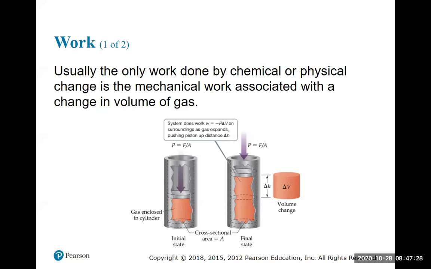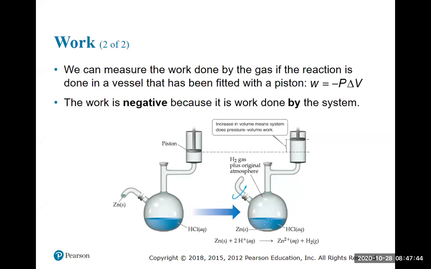So for us, this goes back to, while work does factor into some of them, for our purposes, we really only tend to talk about work when we're talking about different volumes of gas. And remember, in this piston example, work was equal to minus P times delta V. So P is that pressure and delta V is just the change in the volume.